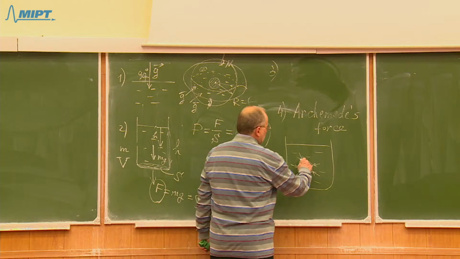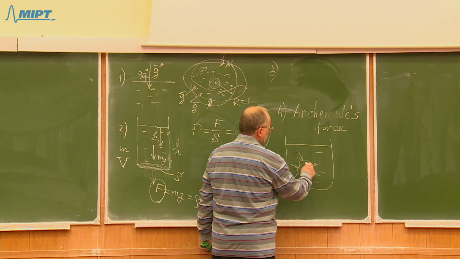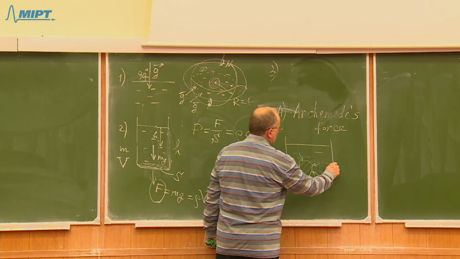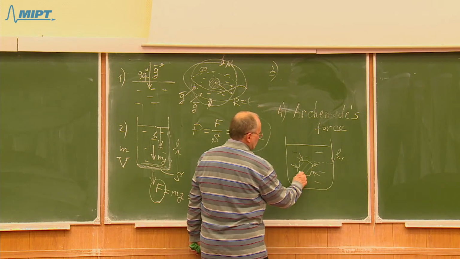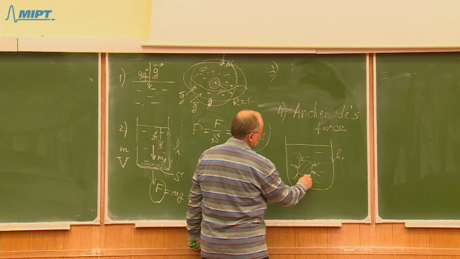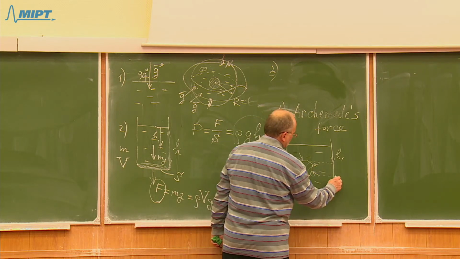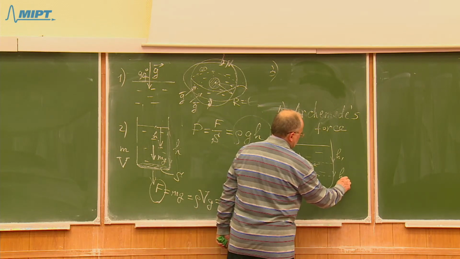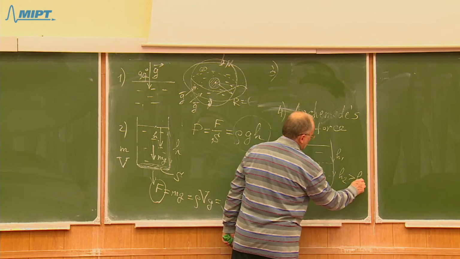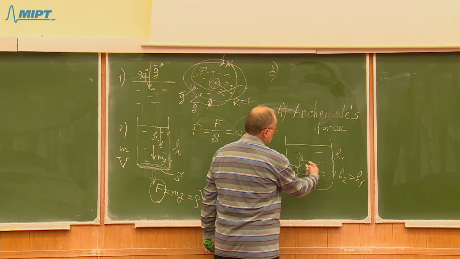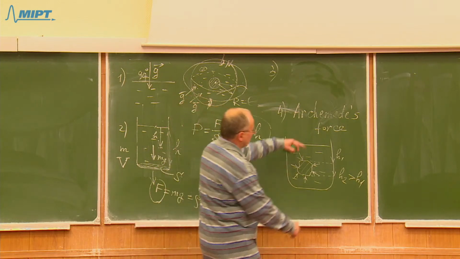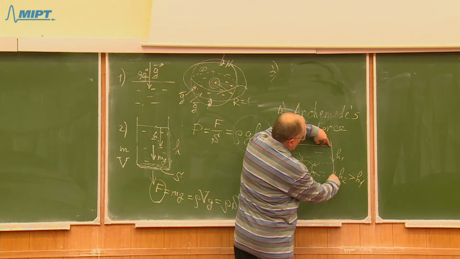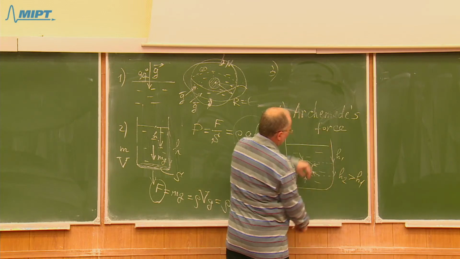But these points at the upper side of the body are located at the depth h1, and the points closer to the lower side of the object will be located at a depth h2, which is larger than h1, because this object has some volume, has some dimension. Obviously, this section is larger than this one. h2 is larger than h1.